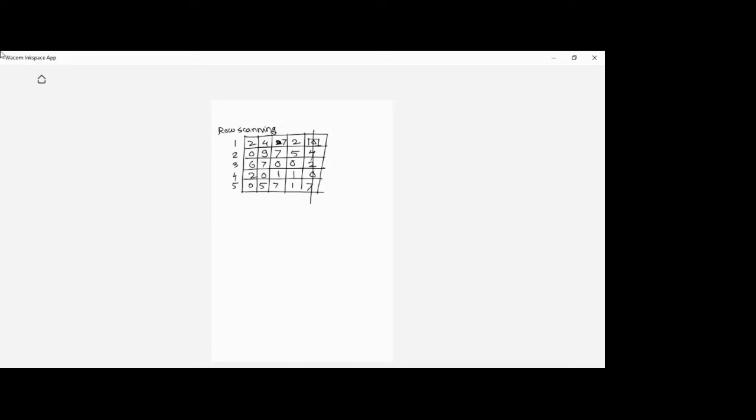Right? Now we are going to proceed towards row 2 and ask the similar question. Is that row consisting of only 1 zero? Yeah, the answer is yes. So we'll make a square in this row and again draw a vertical line.